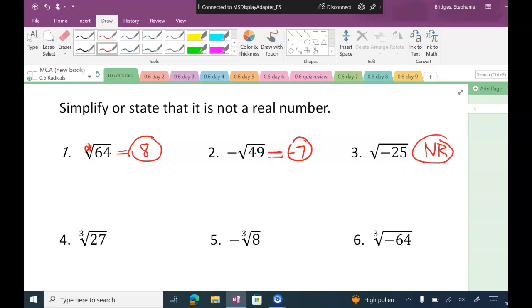Do we notice the difference on 4, 5, and 6? Yes, I have an index written, so that's going to change the root that I'm doing. My index is now a 3. That means I want to take the cube root of those numbers. So if you're not comfortable with your cubes, you have a list. You should have one from when we made it before. You can look to that list to help you determine what the root is. What is the cube root of 27? 3.